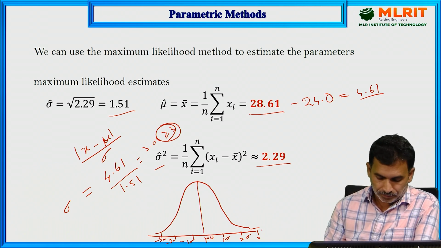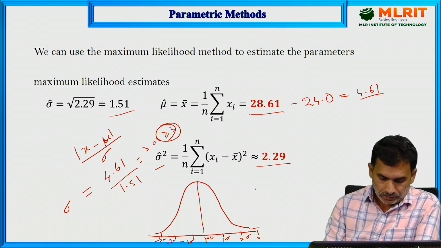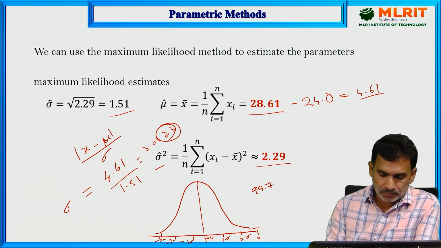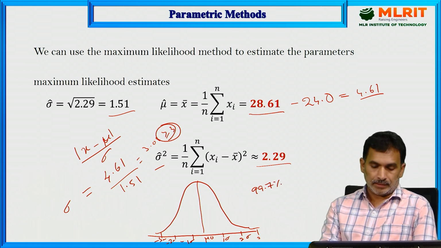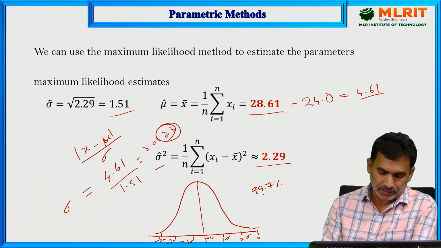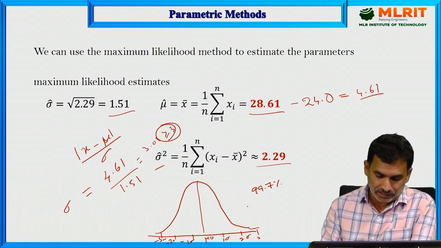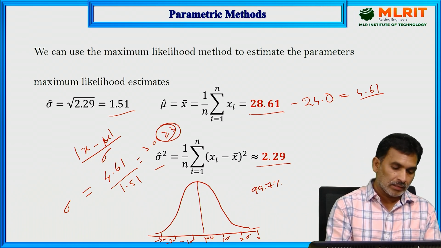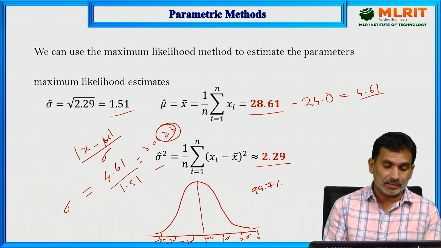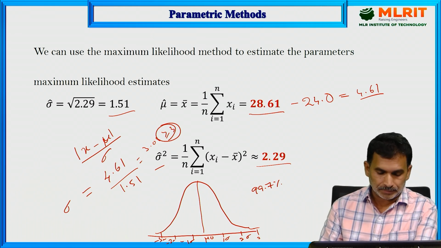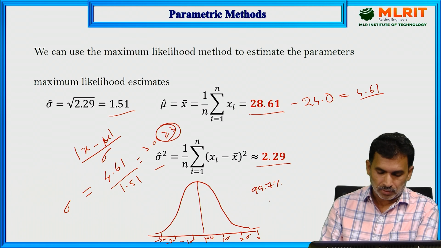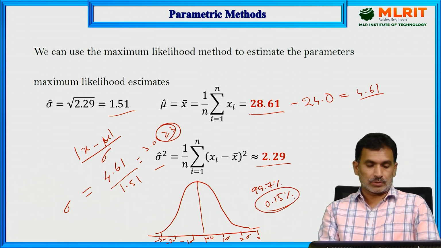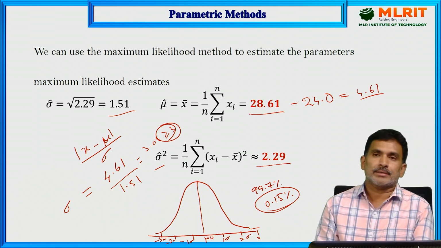Here, 99.7% of the data lies within three standard deviations of the mean. But the deviation in this example is more than 3. That means there is a very low probability, about 0.15%, that the value belongs to this distribution. So that would be considered an outlier.